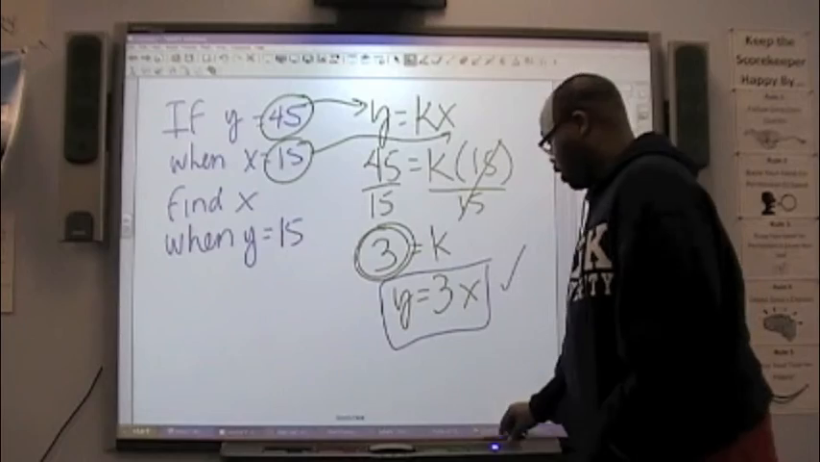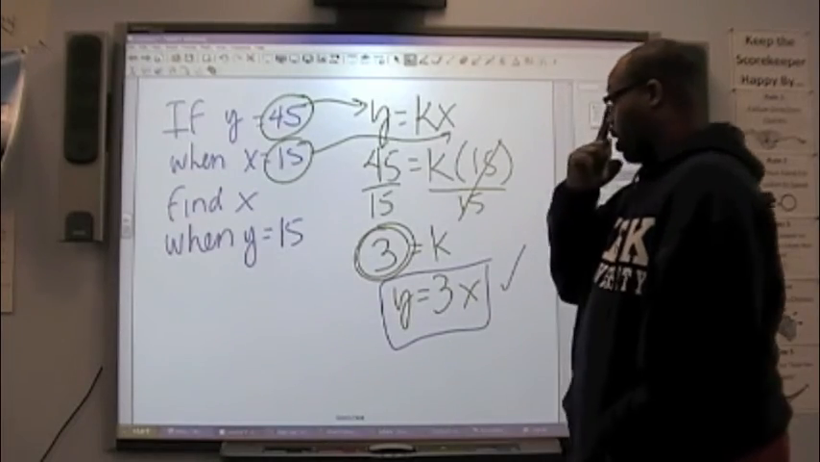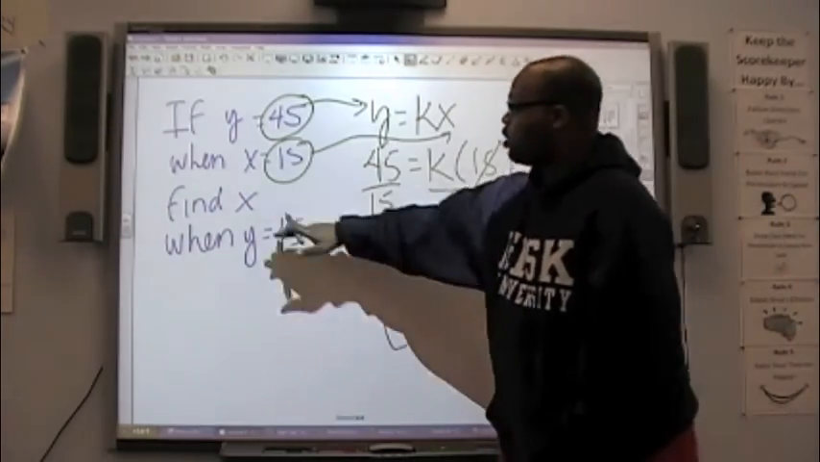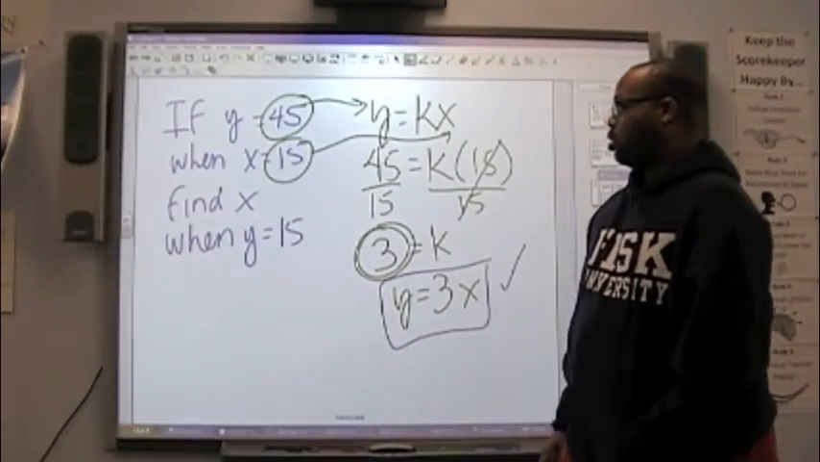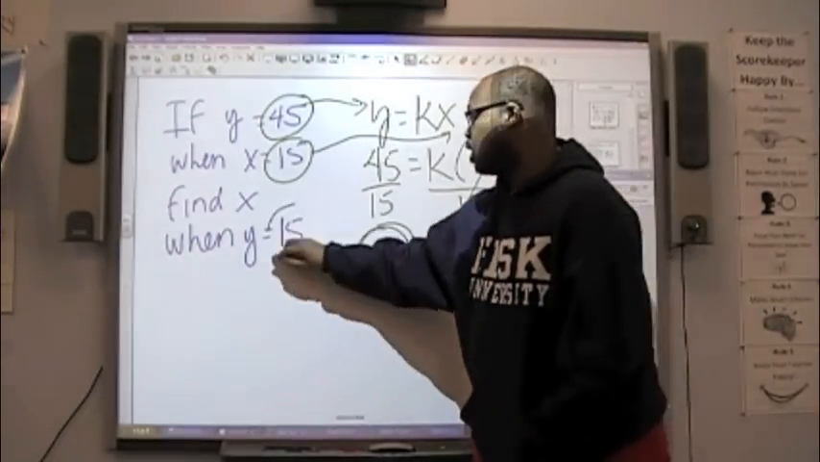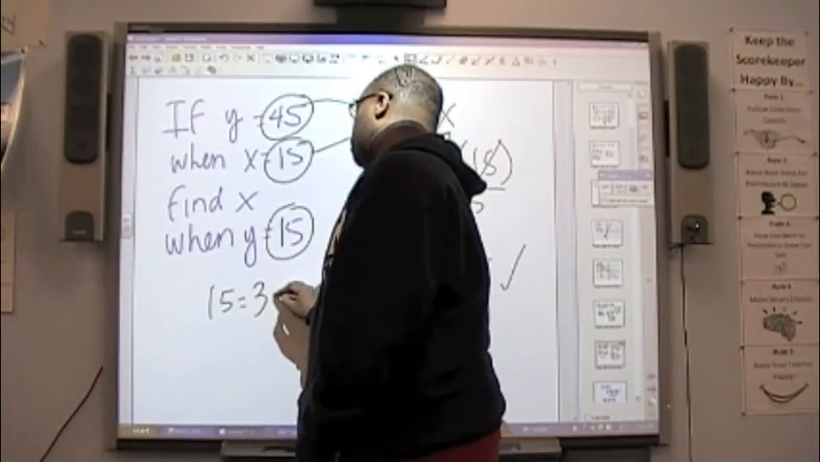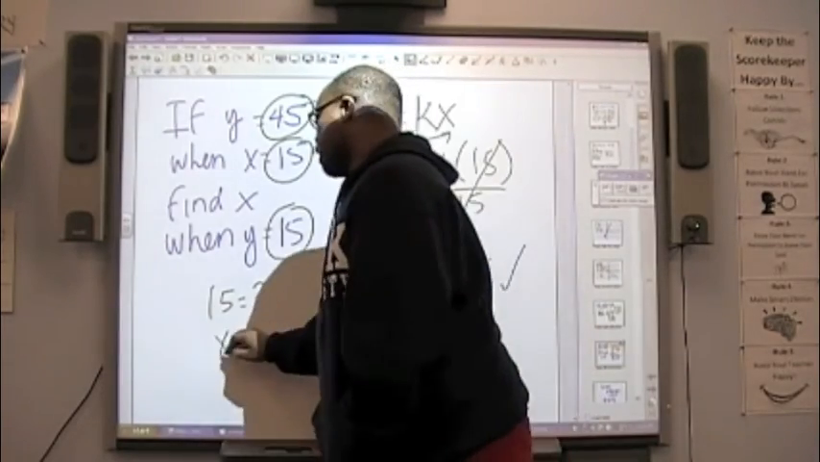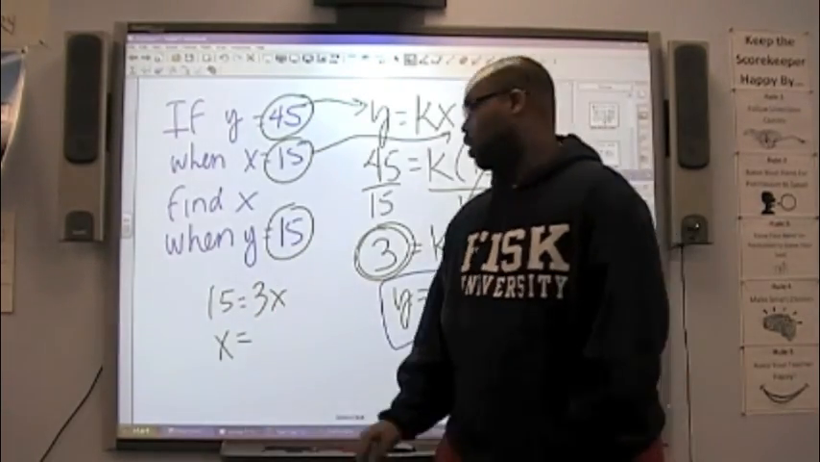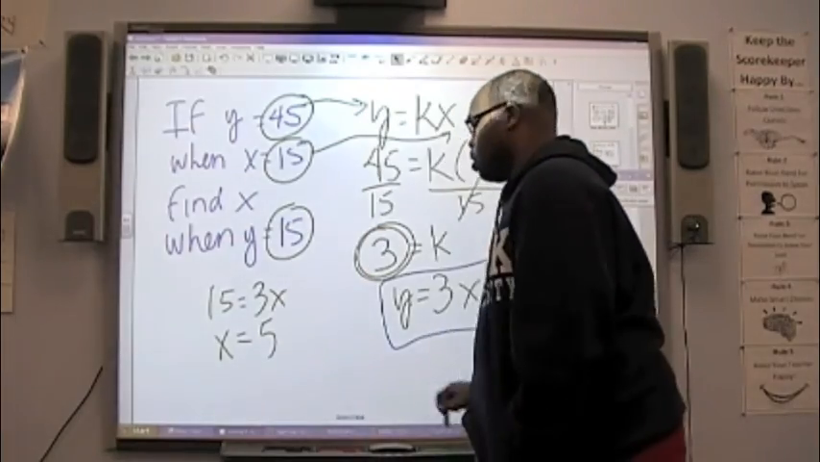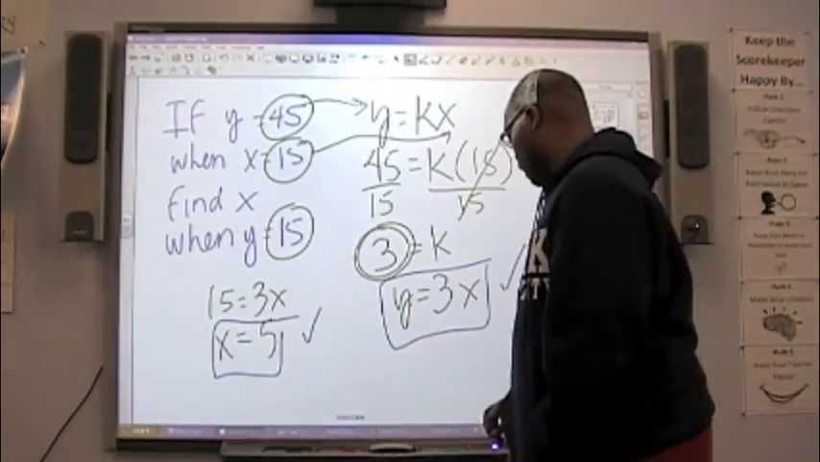That's my half credit right there. Let's get full credit by doing what they ask us to do. They want us to find x when y equals 15. So I'm going to substitute that 15 in for that y. 15 now equals 3x. Then I know that x has to equal 5. Now that's full credit.